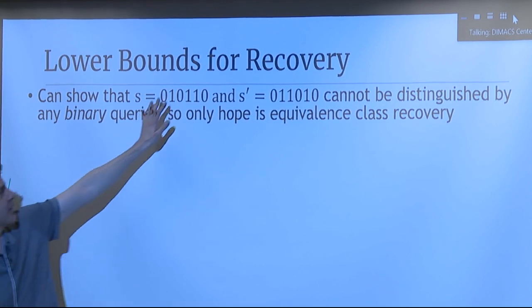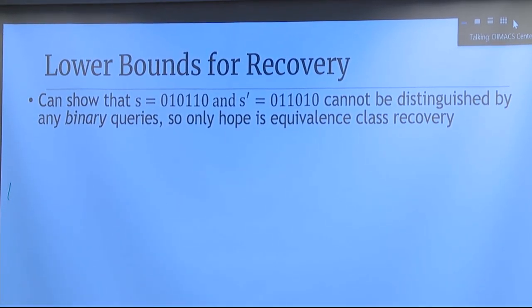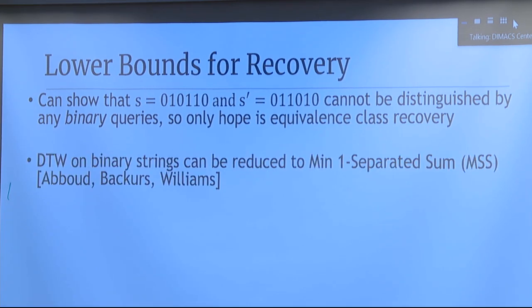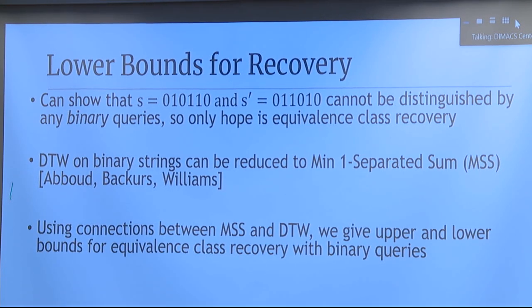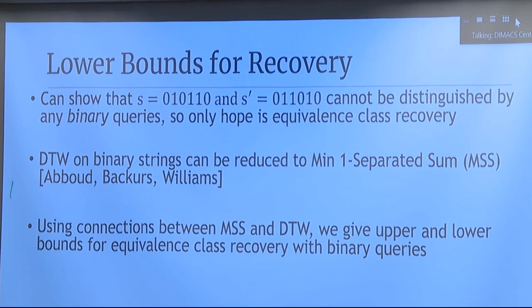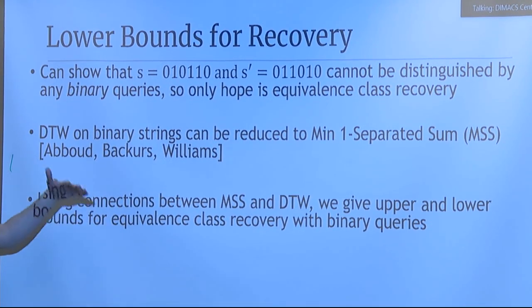So here's a pair of example secrets. You can look at them and try to distinguish them. You won't be able to. So the only hope, again, is equivalence class recovery. The characterization of equivalence classes is a little bit more complicated here, but it's related to a problem, the min-1 separated sum, or MSS, studied by Abboud, Bringmann, and Williams. And using connections between MSS and DTW, we can give tight bounds for equivalence class recovery with binary queries.